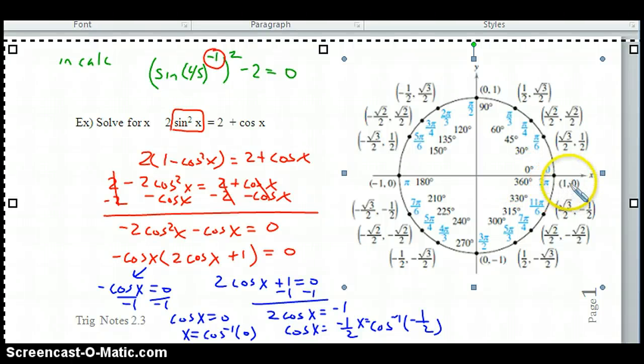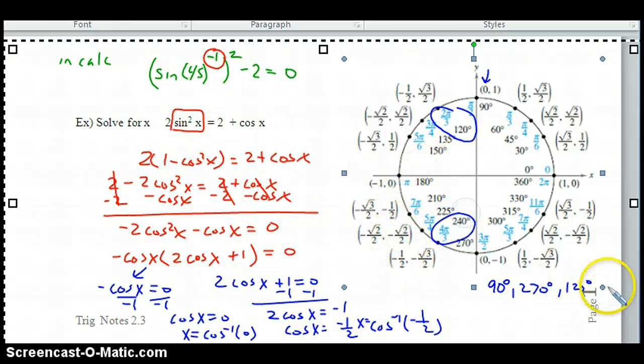Well, it looks like 0 degrees. I take that back. It doesn't look like 0 degrees. Zeros, that's the sine. I'm looking for a cosine of 0, so that'd be 90 degrees. 270. And that's it for the cosine of 0. For negative 1/2, it looks like 120 degrees. And 240 degrees.